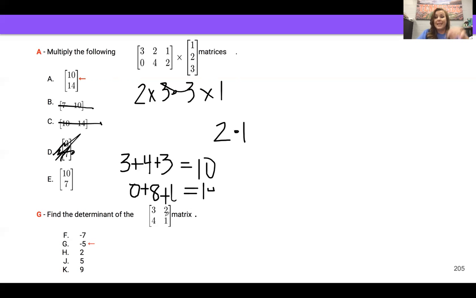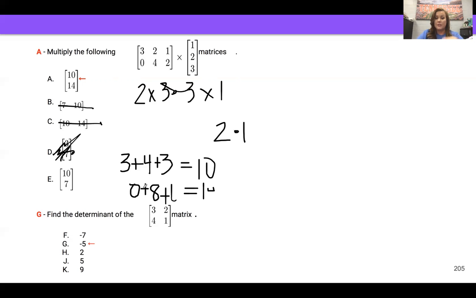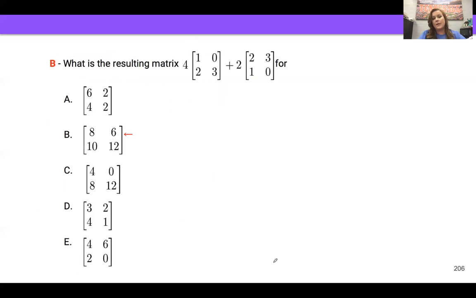Find the determinant. Again, if you got this one and you didn't know how to do it, flip back to this question. It gives you the formula. So 3 times 1 is 3 minus 4 times 2, which is 8, which gives you negative 5. Yay. And here is the last one.